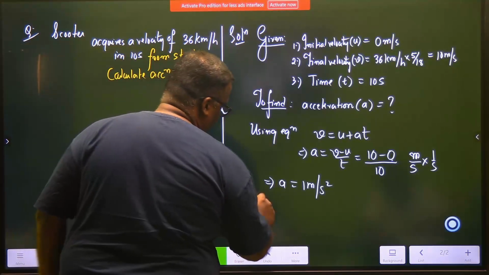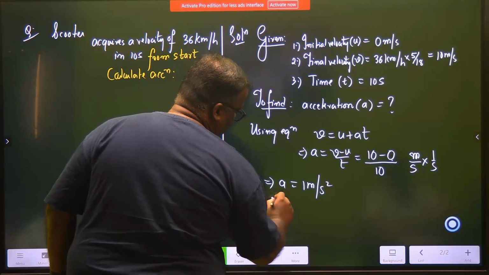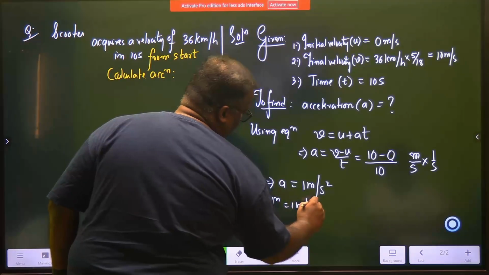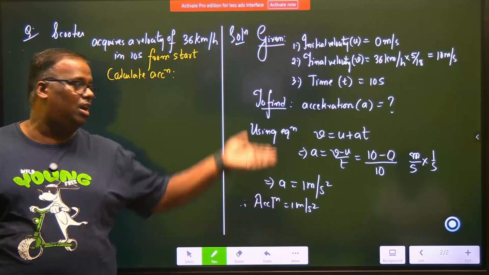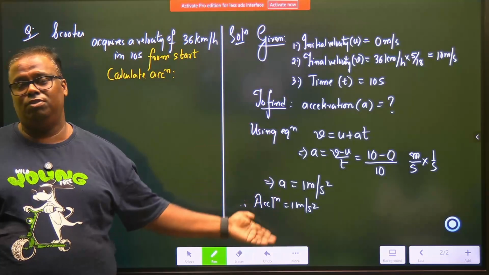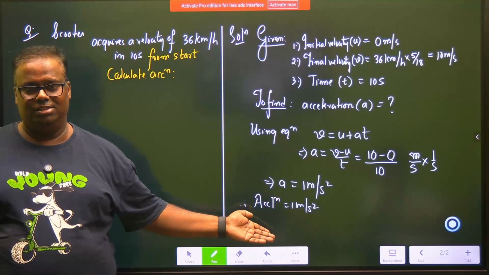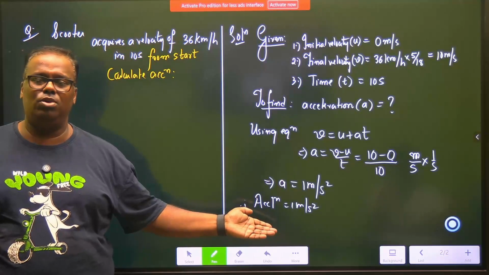I can write, therefore, acceleration is equal to 1 meter per second square. Now see the beauty of the problems that we're doing in grade 9. We are only relating ourselves to the scalar part of a vector quantity. And these things you will not be told in school.